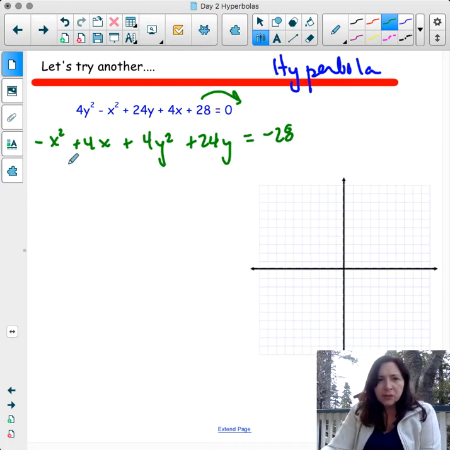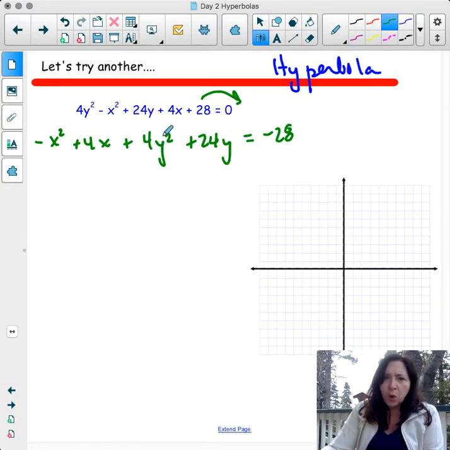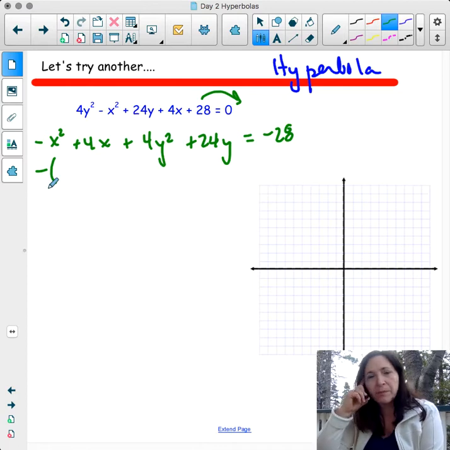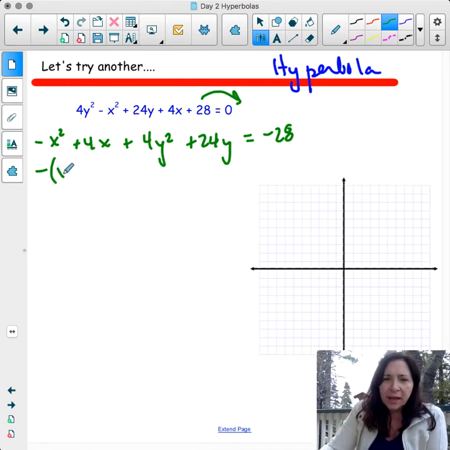Remember, when completing the square, your x squared term and your y squared term have to be positive 1. In this case, it's not positive 1. So I'm going to have to factor out that negative sign. In factoring out that negative sign, remember you're dividing out a negative sign temporarily because we are going to put it back in. So we take out that negative sign. This makes this a negative 4x. And then now I can complete the square.